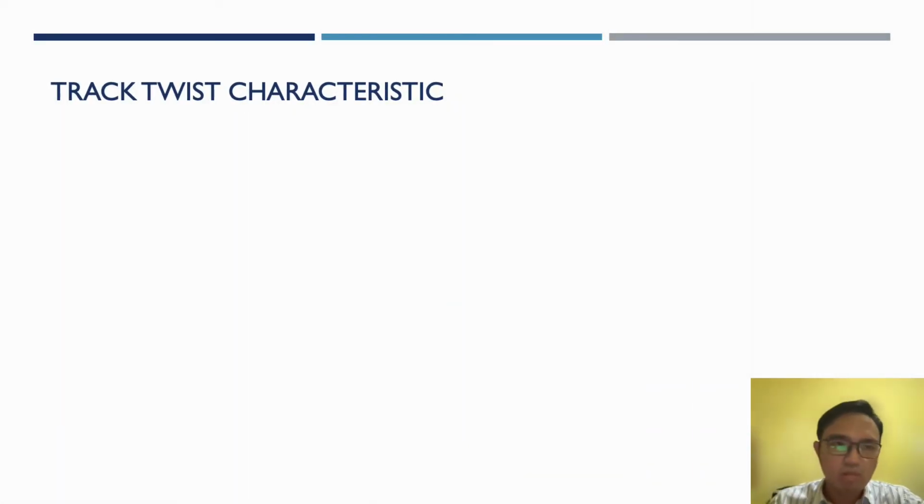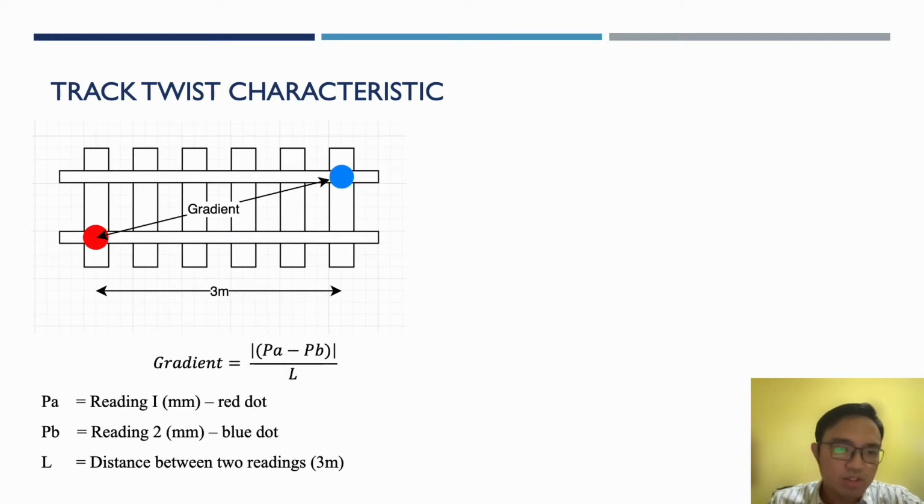Next, we will talk about track twist characteristics. First, as you can see in this figure, track twist can be calculated by gradients. Gradient is PA or reading 1, this red dot, minus PB or reading 2 in millimeters, or blue dot, divided by L. L is the distance between the two readings. In this case it is 3 meters.